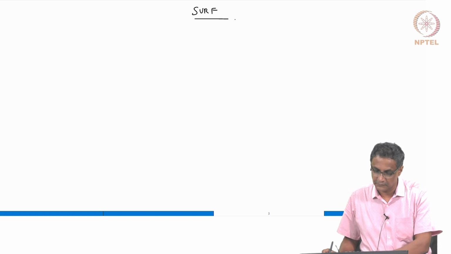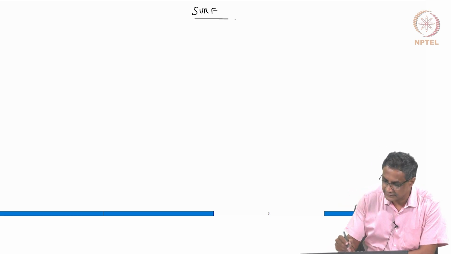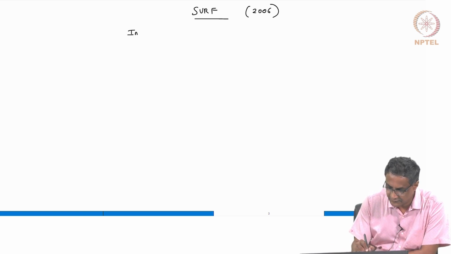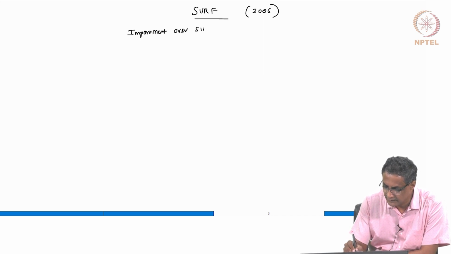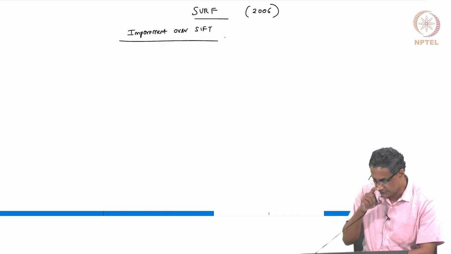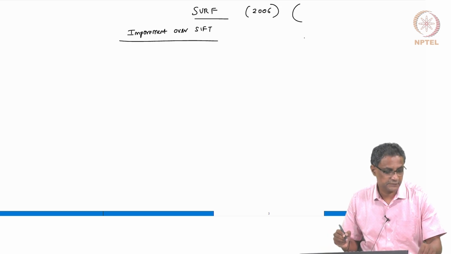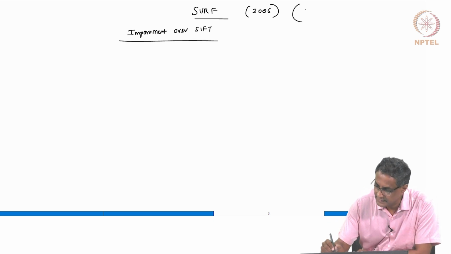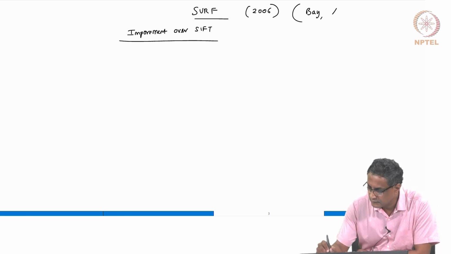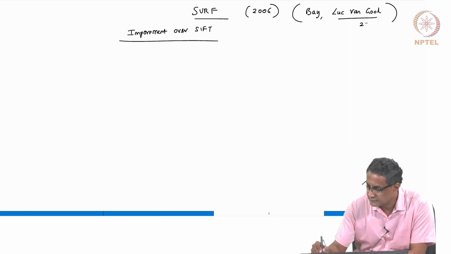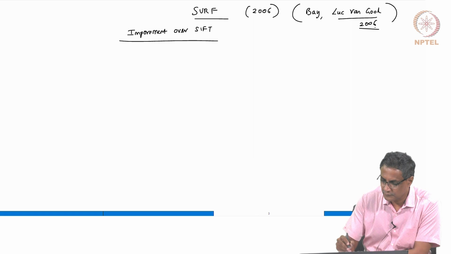SURF, this was 2006. This actually came as an improvement over SIFT. Basically, many of the ideas are borrowed from there. The authors are different. This guy is Herbert Bay, and Luc Van Gool is the other. This group is very good, headed by this chap. So 2006. What does SURF stand for?